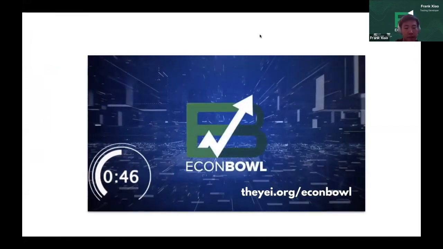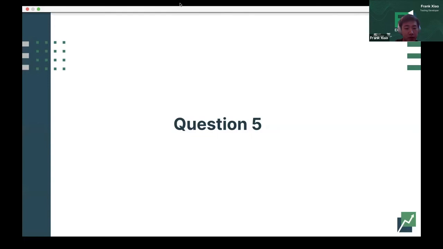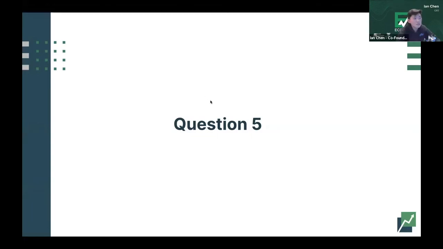Question five, a list of answers is required for this question. List the countries South Korea, China, and Japan in increasing order of difference between their Gini coefficient and the United States Gini coefficient.